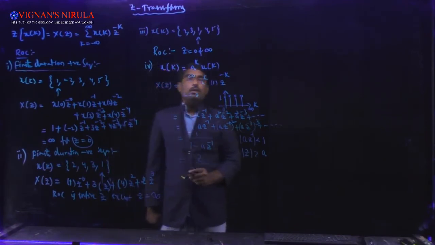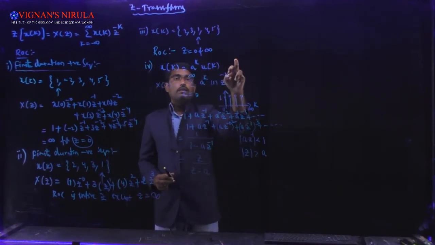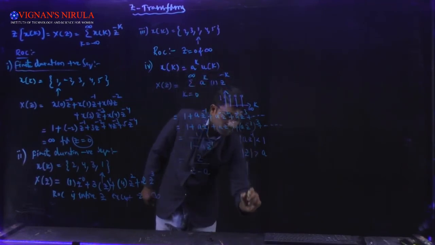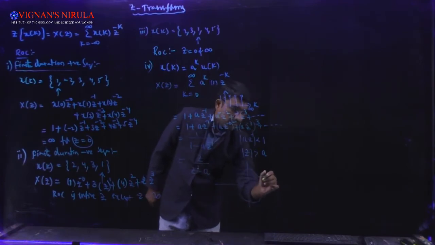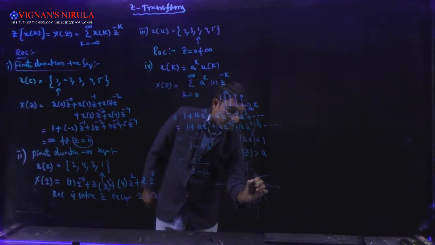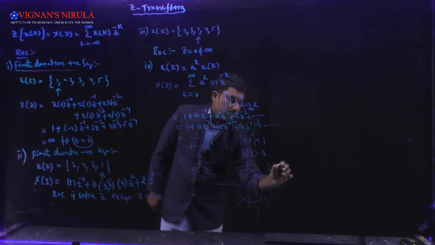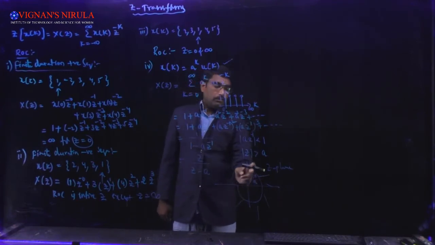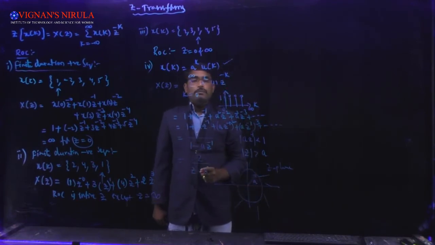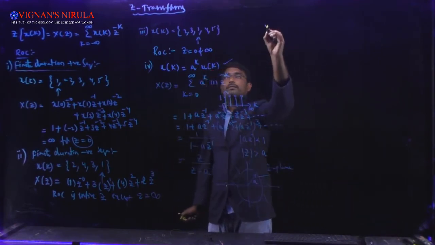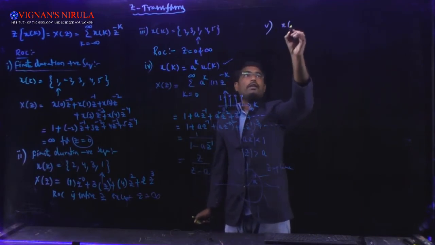So the z transform of the infinite duration positive sequence example, which is a power k into u of k, is z by z minus a for mod z greater than a. If you find the ROC for this, it will be the exterior of the circle having radius a. This is the z plane. In the z plane, the ROC for this infinite duration positive sequence is the exterior of the circle having radius a.